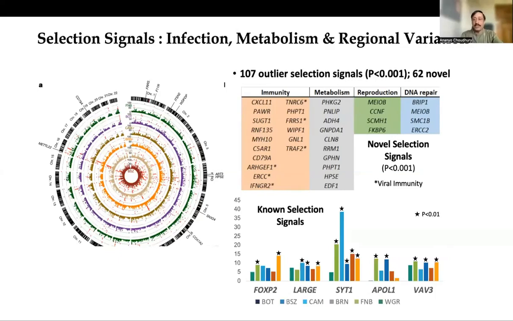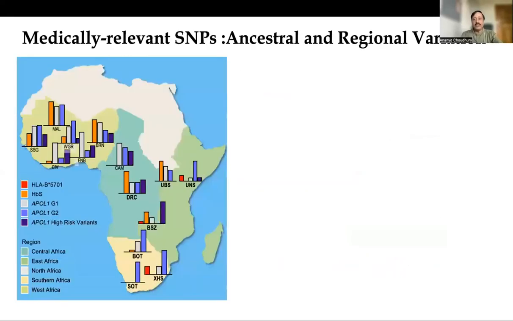And even some of the well-known signals, such as FOXP2, showed high variability in selection strength across these groups. Given the recent shared history, these differences are intriguing and emphasize the necessity for more nuanced studies on selection across the continent. Finally, we surveyed the frequencies of some of the well-described disease-associated alleles commonly found in populations of African descent.